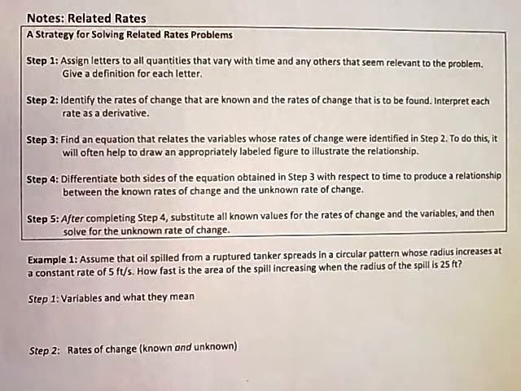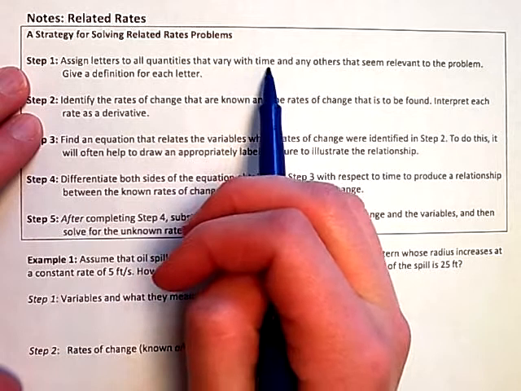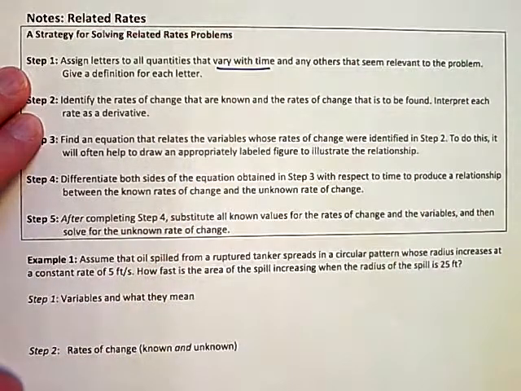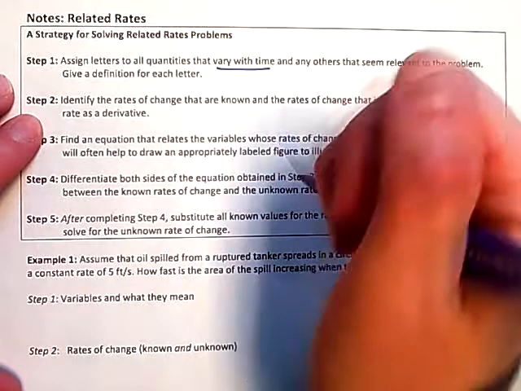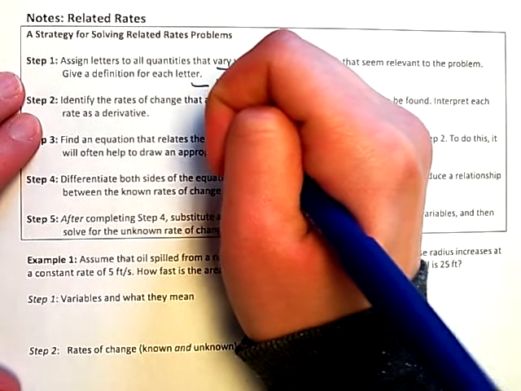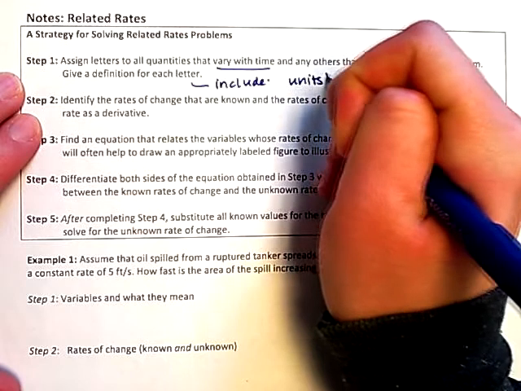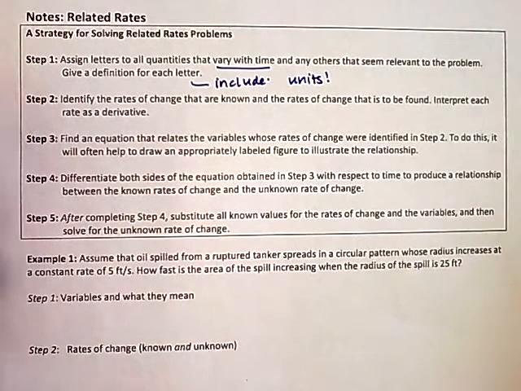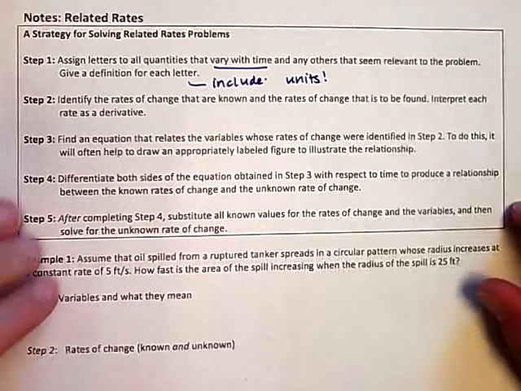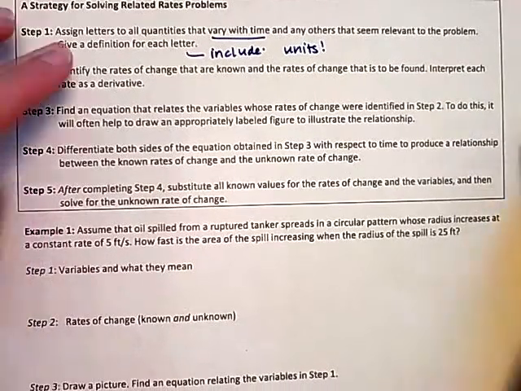So the first step is to assign letters to all quantities that vary with time. That's a key piece of this. And any others that seem relevant to the problem, give a definition for each letter. I'm also going to say we want to include units here, because units are going to end up being very important, and they're also going to help you know what quantities you're given versus what you need to find. So that's something we just want to always keep in mind.